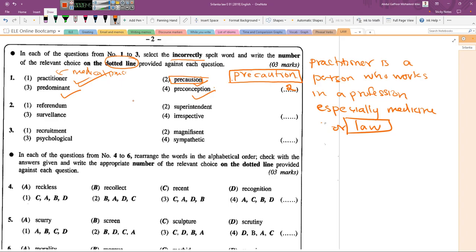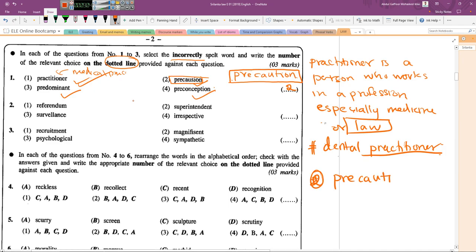Okay. Now the second one is precaution. For example, if you take dental practitioner, dental practitioner means he is a dentist. That's all, right? So the next one is precaution. So this is how it should be written. So precaution means something that we do for avoiding some dangers, right? For example, safety precautions and precautions against fire, right?